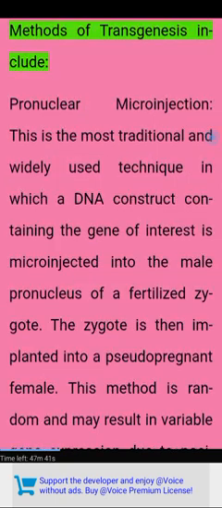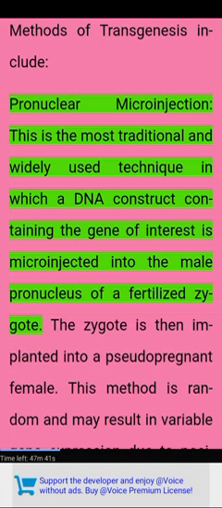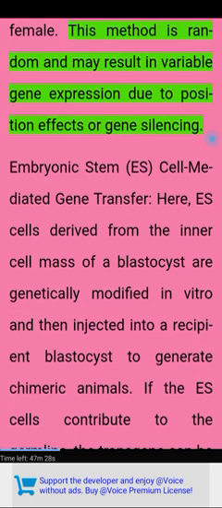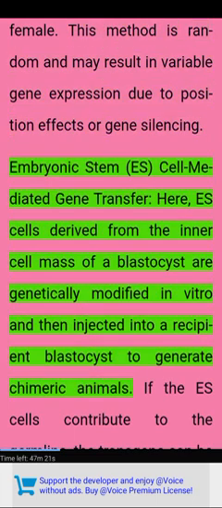Methods of transgenesis include pronuclear microinjection. This is the most traditional and widely used technique in which a DNA construct containing the gene of interest is microinjected into the male pronucleus of a fertilized zygote. The zygote is then implanted into a pseudopregnant female. This method is random and may result in variable gene expression due to position effects or gene silencing.